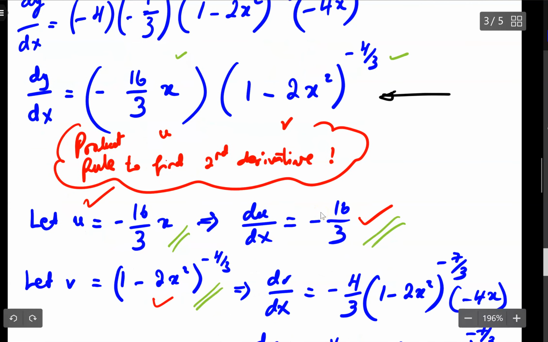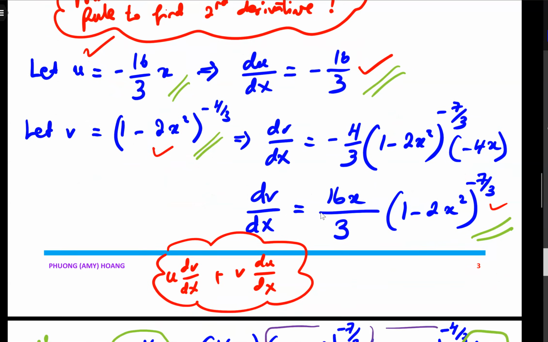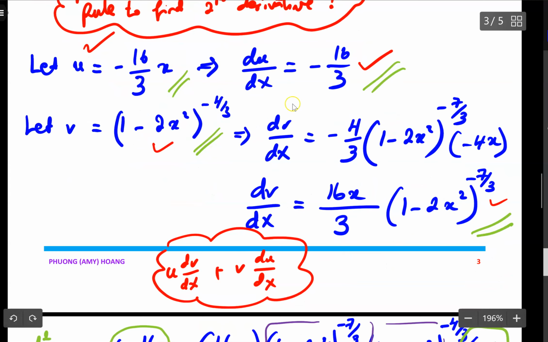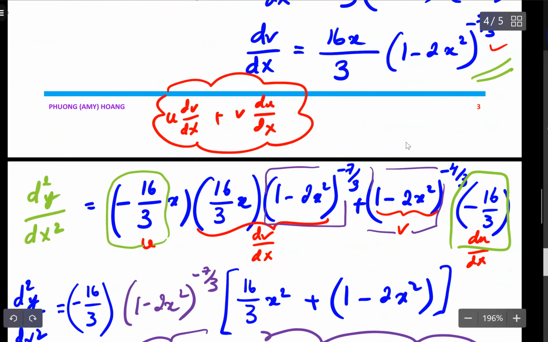Using product rule, we have to identify u and then v, and then take derivative of each function, and then try to write it in the form that is easier for us to recognize and easier for us to simplify our answer or pull out the common factor. So then again, I keep repeating myself how to show you how to take out common factor in this case. So I hope you remember that.